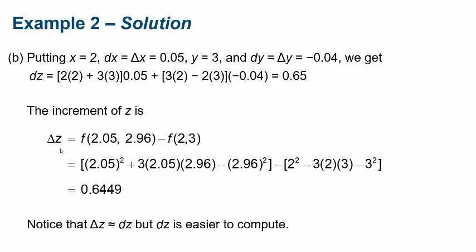The increment of z, delta z, you put these values into the original function minus what you started at, the initial values, 2, 3. If you were to plug this through our function, you would get this. All right, notice that these two are approximately the same. That's great. That's why we find the total differential. But this dz is obviously easier to compute.